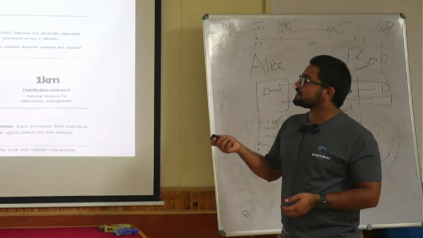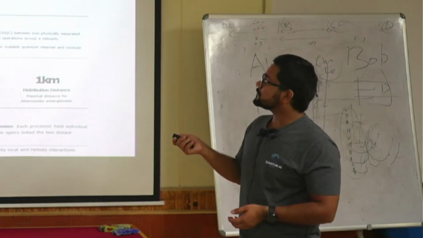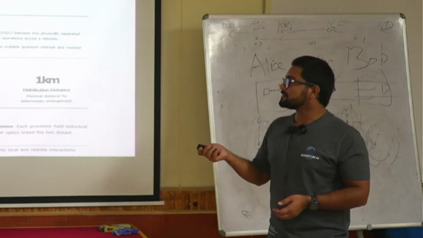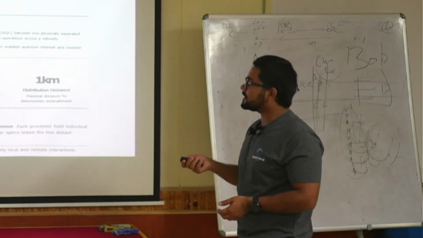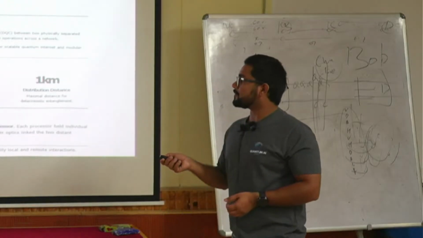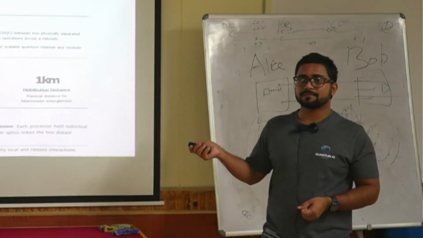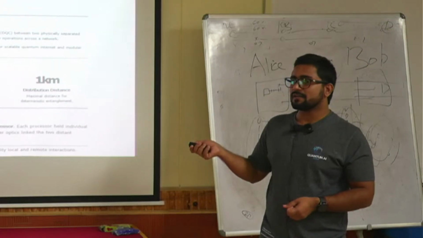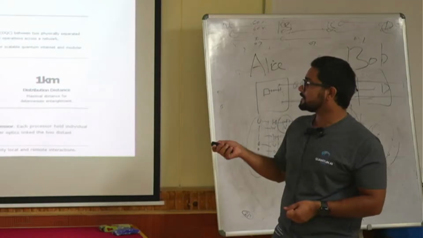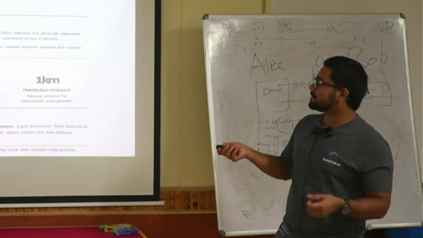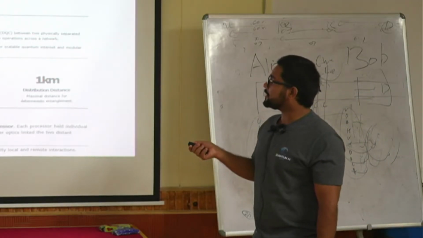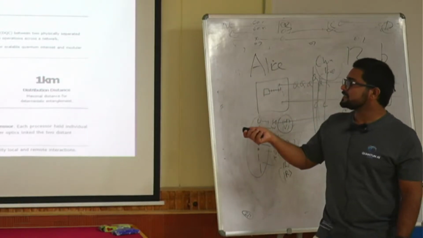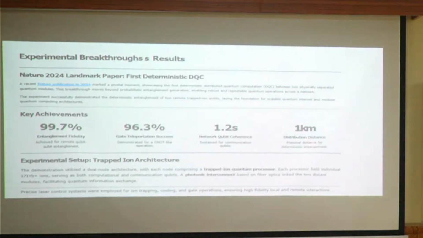In this paper in Nature 2024, the first deterministic distributed quantum computing was demonstrated. The achievements: 99.7% fidelity was achieved, and gate teleportation was done. Which gate was teleported? A CNOT-like operation. The qubit coherence time was 1.2 seconds, which we were discussing, and second-level coherence time will help. The distance was 1 kilometer.